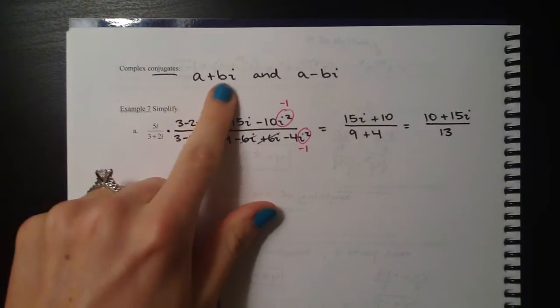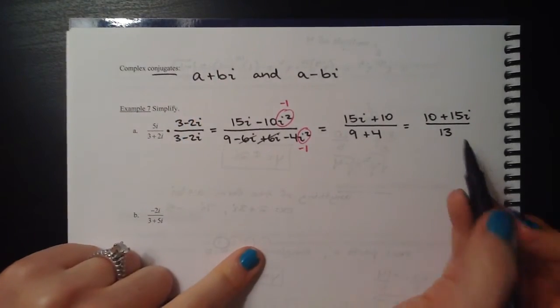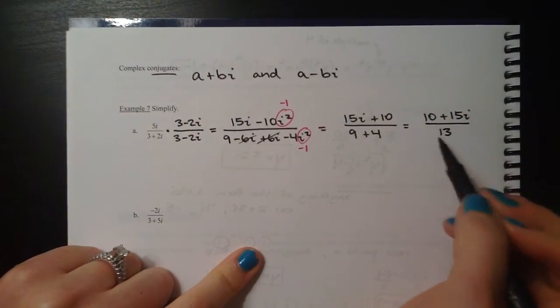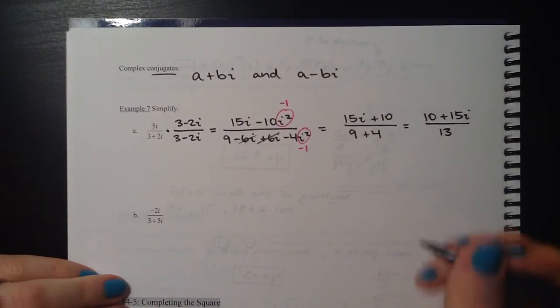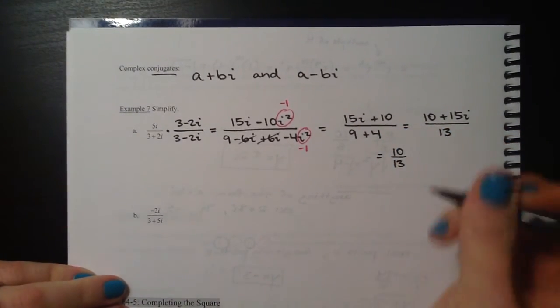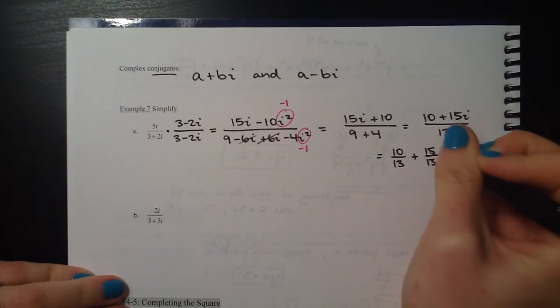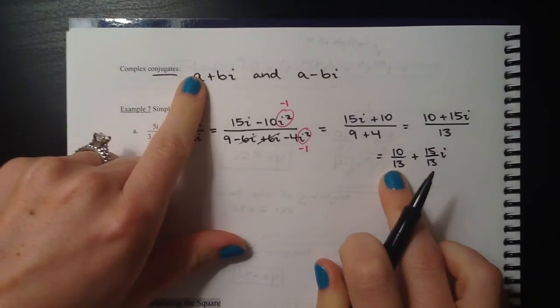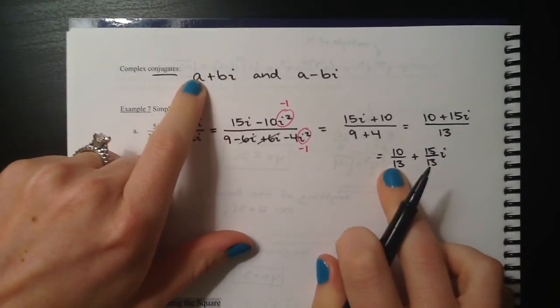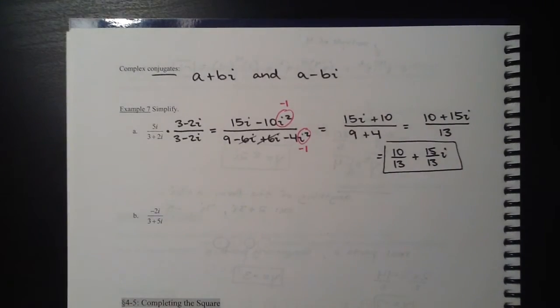Okay, so last thing, I want it to look like this. I want just a real part and then an imaginary part. So I'm actually going to split them both up over my denominator. It's like uncombining common denominators. So I'm going to split the 10 over the 13 plus, and then I'm going to split the 15 over the 13 and multiply by i. So now you can see it's perfectly in this form. Real part, imaginary part, separated out. So that would be your final answer for that.